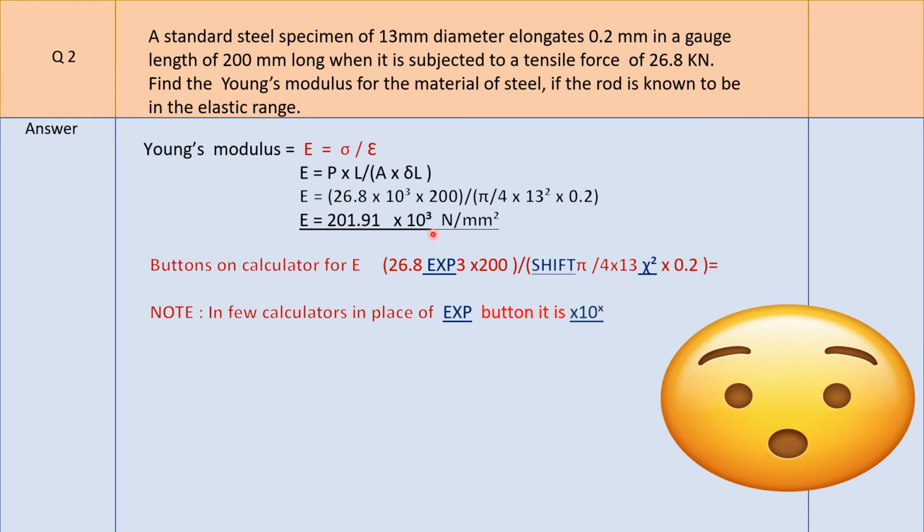You will directly get the answer as 201.91 into 10 raised to 3, and the unit will be Newton per mm square. If you don't get the answer, very slowly press these buttons without mistake and you will get the answer. Try it.